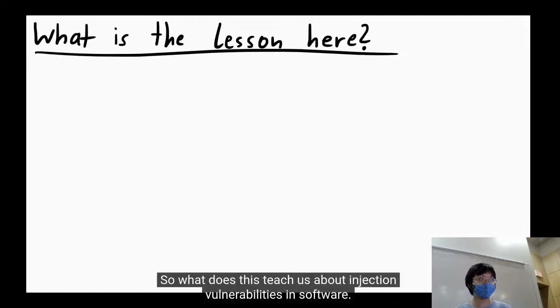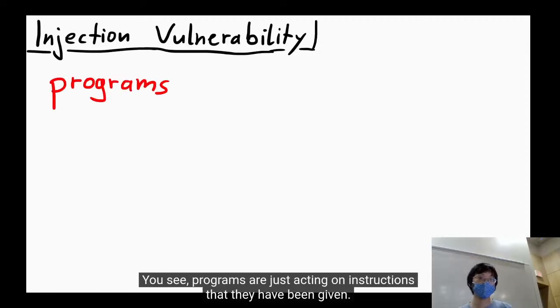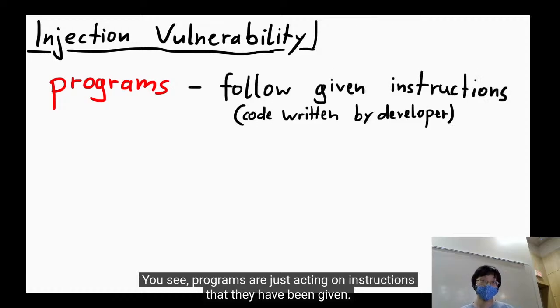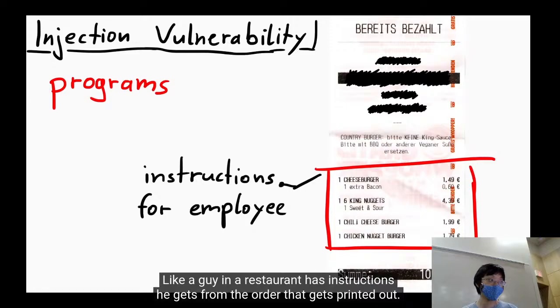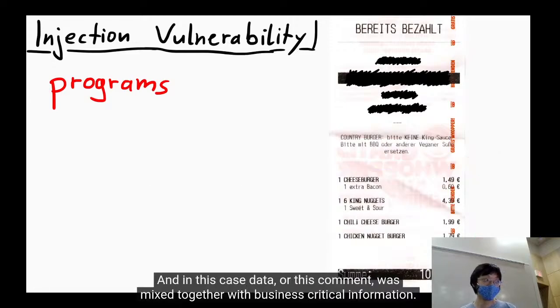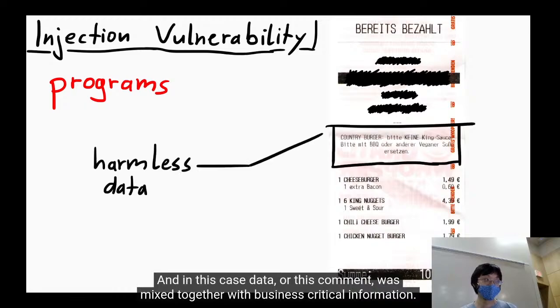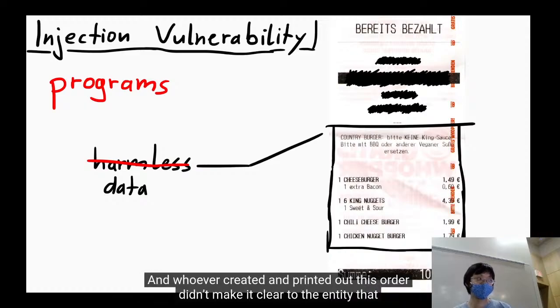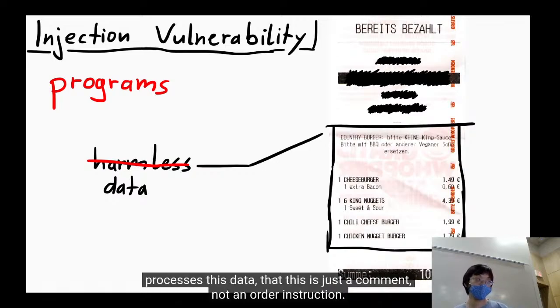So what does this teach us about injection vulnerabilities in software? You see, programs are just acting on instructions that they have been given, like a guy in a restaurant has instructions he gets from the order that gets printed out. And in this case, data, or this comment, was mixed together with business critical information. And whoever created and printed out this order didn't make it clear to the entity that processes this data that this is just a comment and not an order instruction.